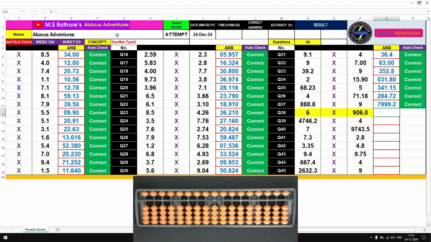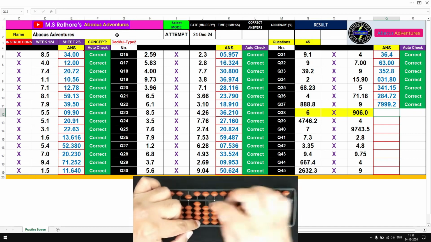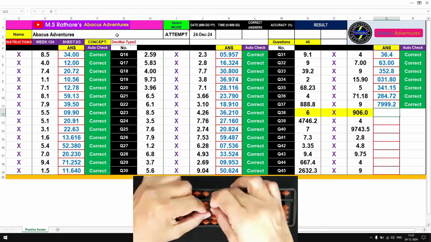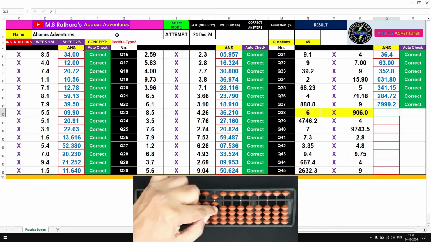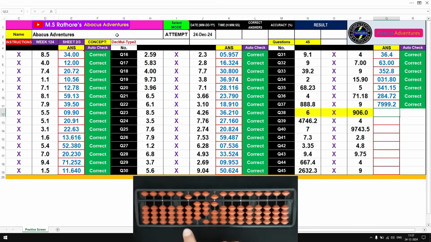Question number 38, 6 multiplied by 906.0. Placing the left index finger on rod number 4. 6 9s are 54, shifted. 6 0s are 0 0, shifted. 6 6s are 36, shifted. 6 0s are 0 0, and the answer starts from rod number 4 and ends here. 5436.0.